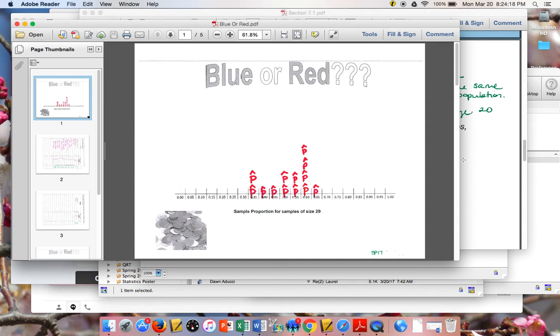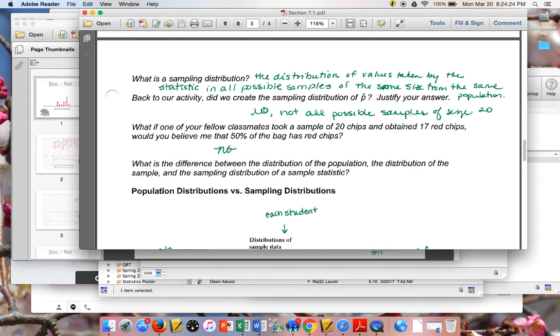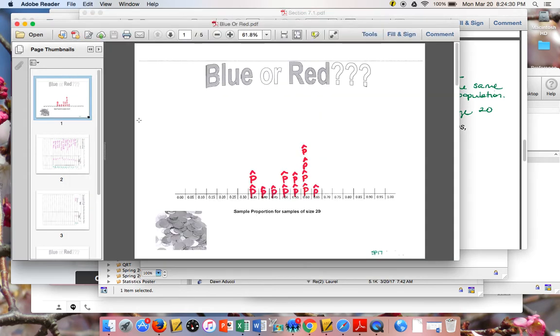The problem is I didn't create the true sampling distribution here because I didn't take all possible samples of size 20. If I have 200 chips in a bag, there are lots and lots of samples of size 20. But again, like I was telling you before, this kind of tells us what to expect. So what do we expect if we take samples of size 20? What kind of p hats do we expect?